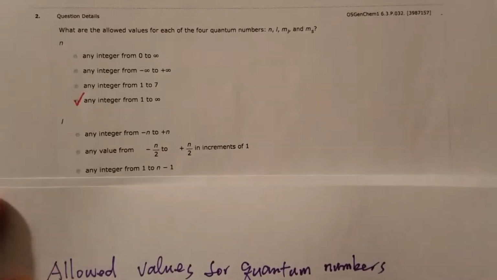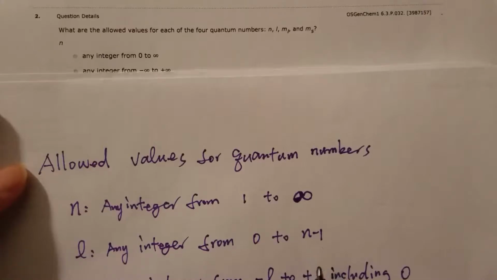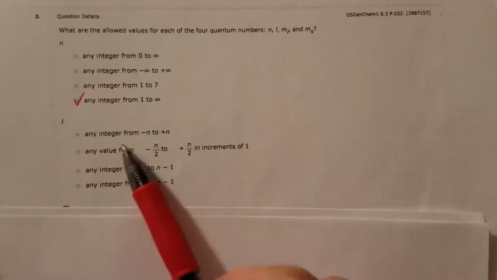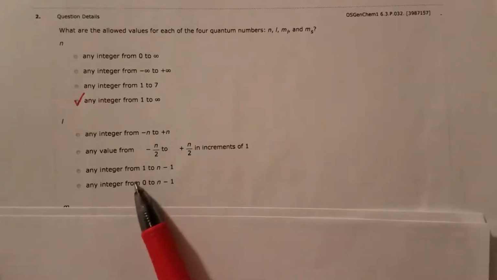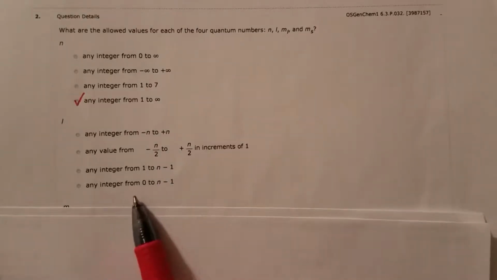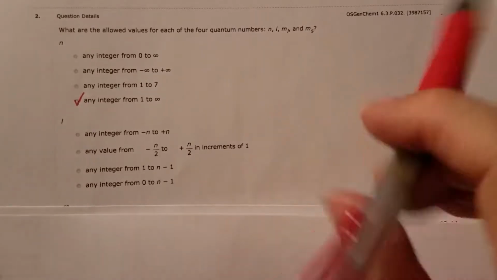And then for l, we already learned l should be any integer from 0 to n minus 1. Okay, integer from 0 to n minus 1. So that should be the last one.